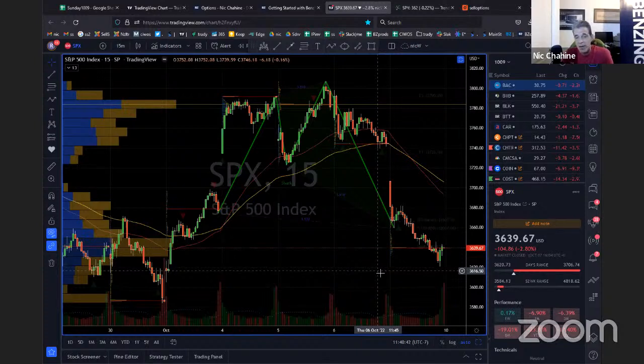And if my puts expire worthless in my favor, I would sell another set, and I would sell another set, and I would sell another set until I get put half a position in Palantir. When I see stabilization, I'll add another quarter. And when I see a breakout, I'll get in with the full quarter if I have the opportunity. That's what I would do with Palantir.